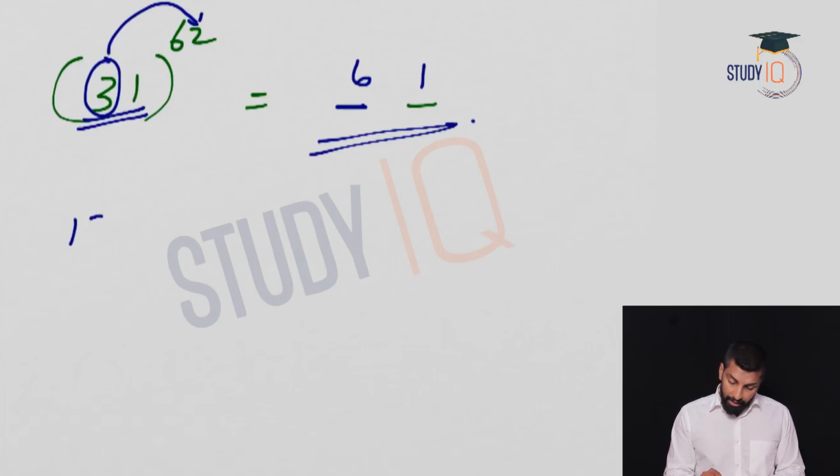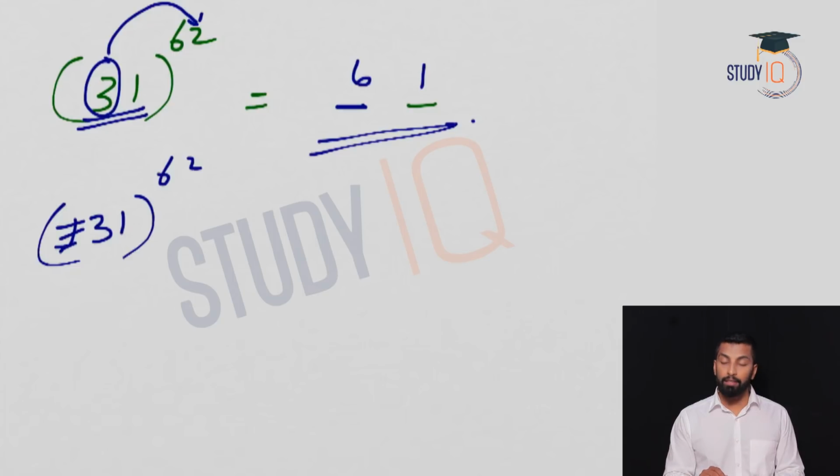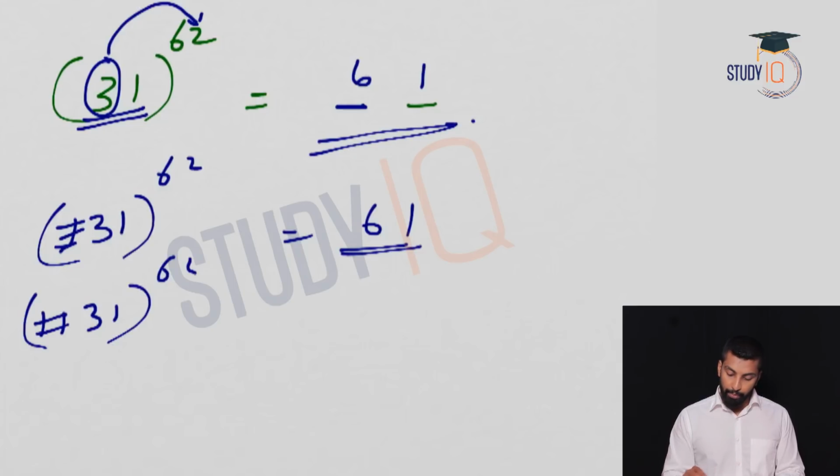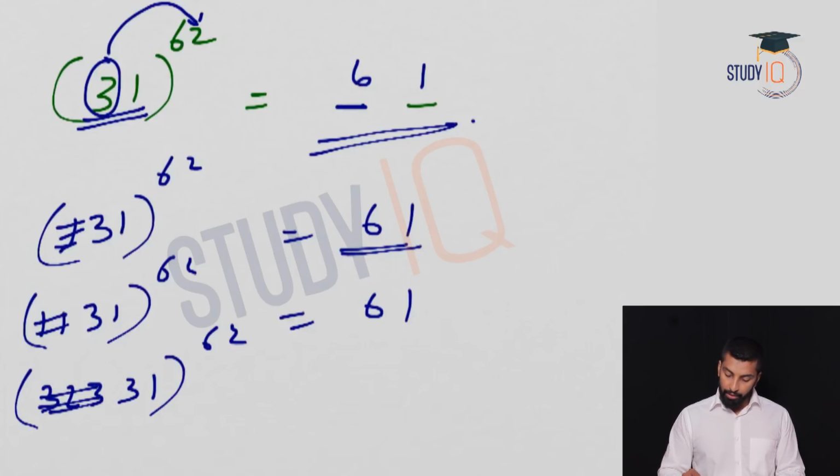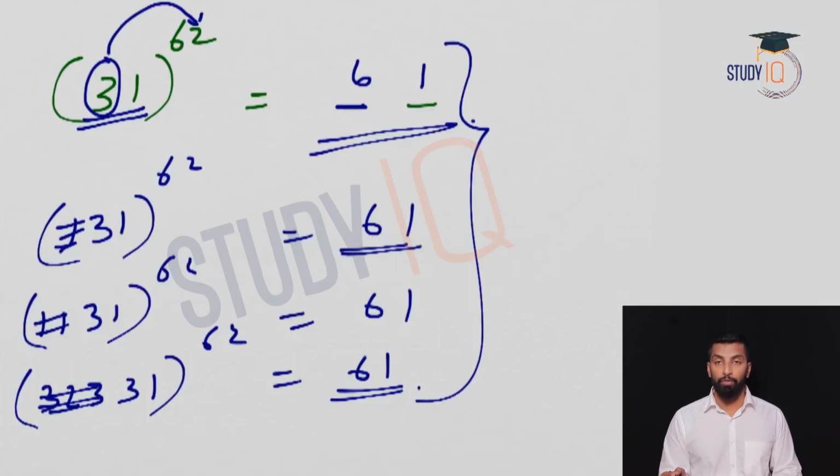So what if the question is 131 raised to 62? To find the last 2 digits, only the last 2 digits are important. We don't want this. So the answer will still be 61. What about 1131 raised to 62? This is not important. Answer is 61. What about 32331 raised to 62? This is not important. So the answer is 61 itself. I hope this is clear for all of you.